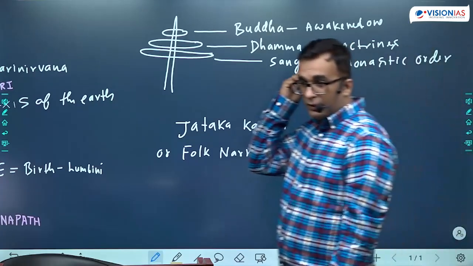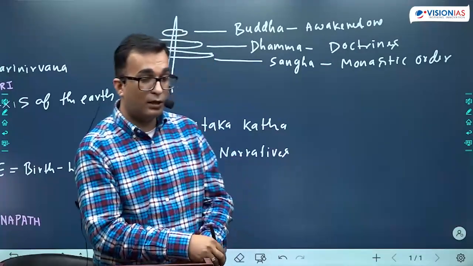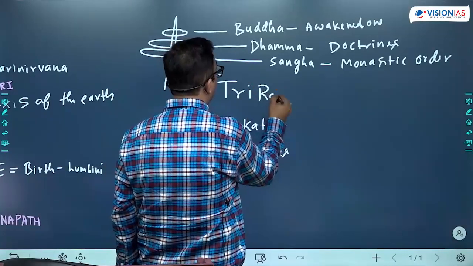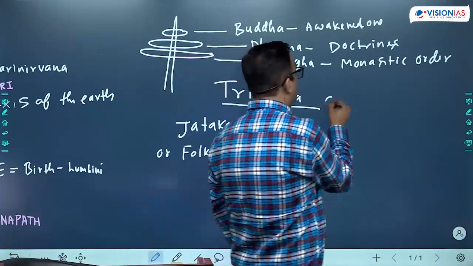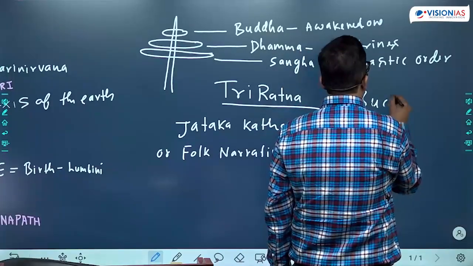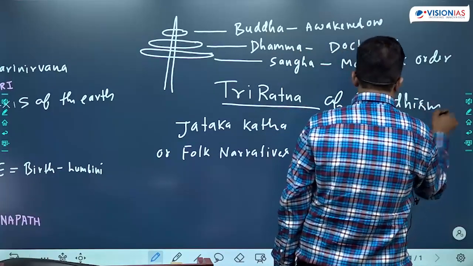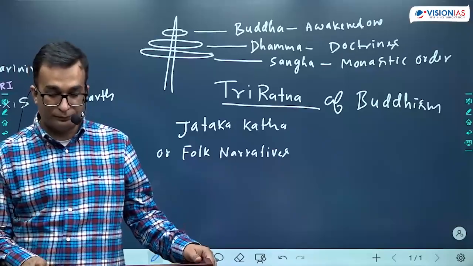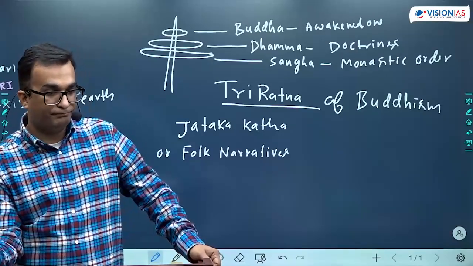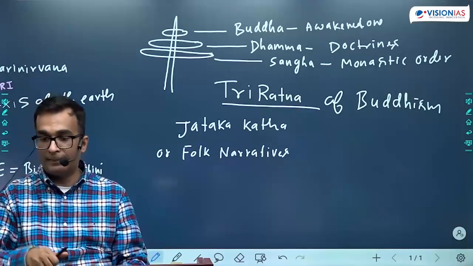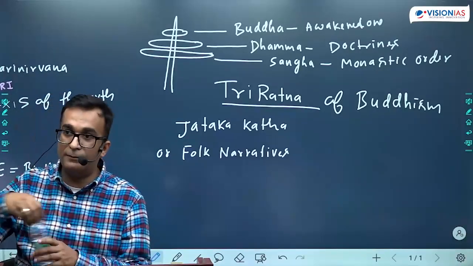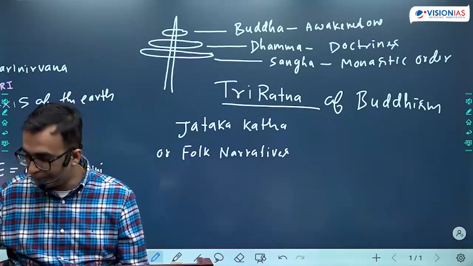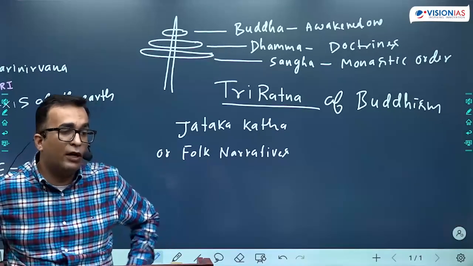Then you write, these three chhatris are combinedly referred to as the three Ratna of Buddhism, the three jewels of Buddhism. Write one more line and then we'll go into another image.